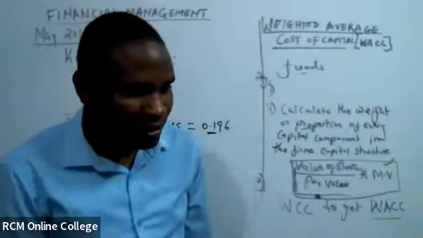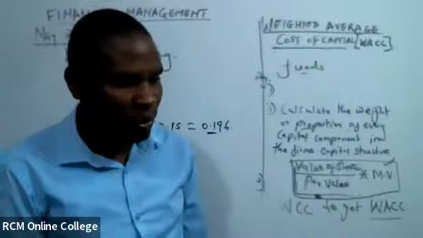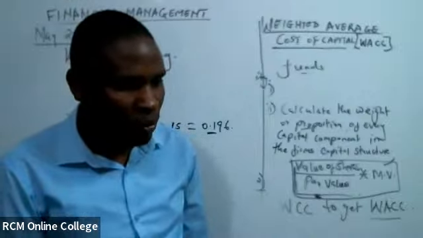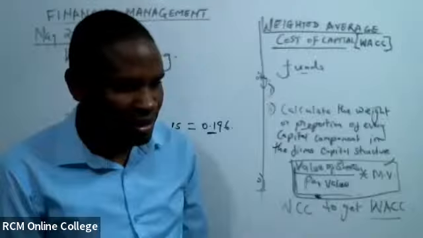Now D is the current dividend, Walter. D0 is the current dividend.